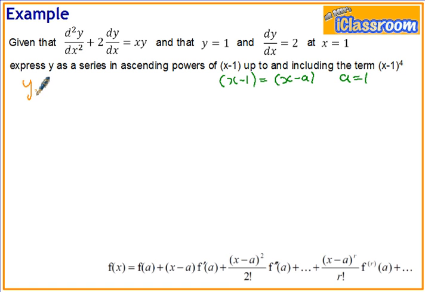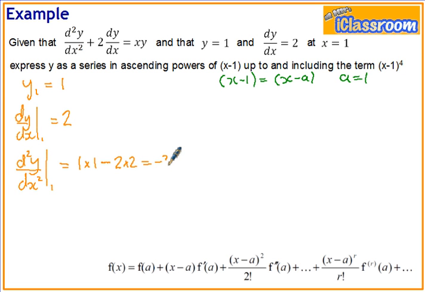I know that y evaluated at 1 is given to me, because when x is 1, y is 1. I know that dy by dx evaluated at 1 is also given to me in the question. Next, d2y by dx squared evaluated at 1. That requires me just to rearrange the equation that I've got here. So d2y by dx squared is equal to x times y, which is 1 times 1, take away 2 lots of dy by dx, so take away 2 lots of 2, which gives me minus 3. The next term I need is d3y by dx cubed evaluated at 1.